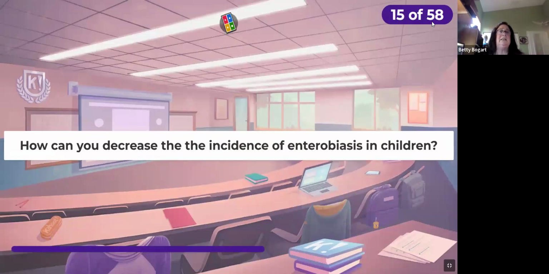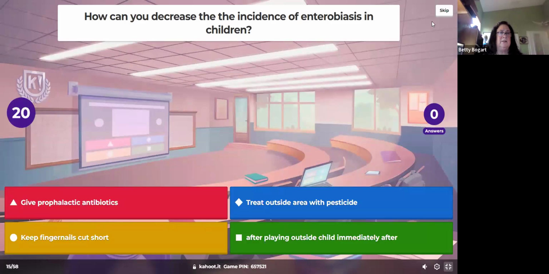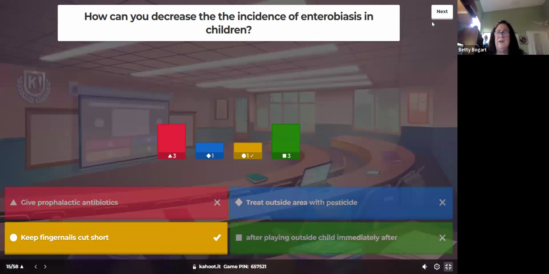How can you decrease the incidence of enterobiasis in children? Enterobiasis, these are your worms, whether they're pinworms or roundworms. How do kids get them? The big thing is just to keep their fingernails cut short. Because remember, what do kids do all the time? Everything in the mouth. So keep them short. It's another reason why.